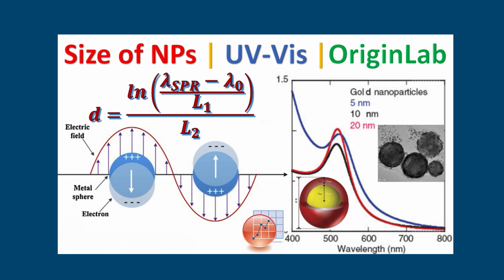Nanotechnology. UV-Vis spectroscopy is essential for characterizing nanomaterials: determination of nanoparticle size and distribution, monitoring colloidal stability, and detection of surface plasmon resonance, SPR, in noble metal nanoparticles, such as gold and silver.